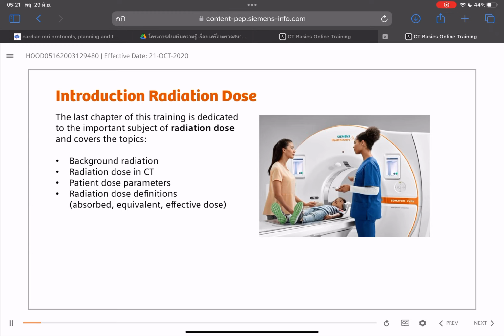The last chapter of this training is dedicated to the important subject of radiation dose. It gives you an overview of the exposure to background radiation and the dose considerations applying to CT procedures. Furthermore, it explains patient dose parameters and provides dose definitions for the absorbed, equivalent, and effective dose.